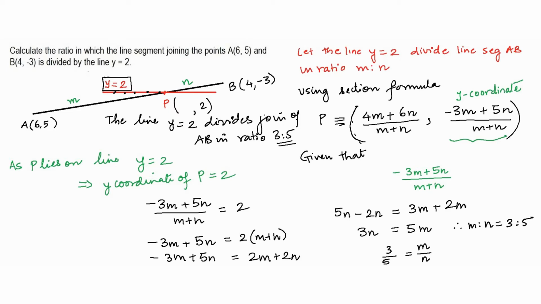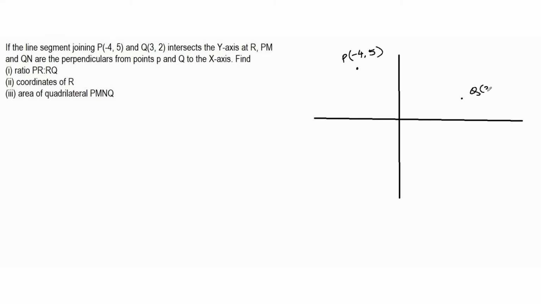So this is how I approached this particular problem. Moving on to the next question. If the line segment joining points P of minus 4, 5, so let us approximately plot the point. P of minus 4, 5 is going to lie in the second quadrant. So this is P of minus 4, 5, and Q of 3, 2 lies over here in the first quadrant.